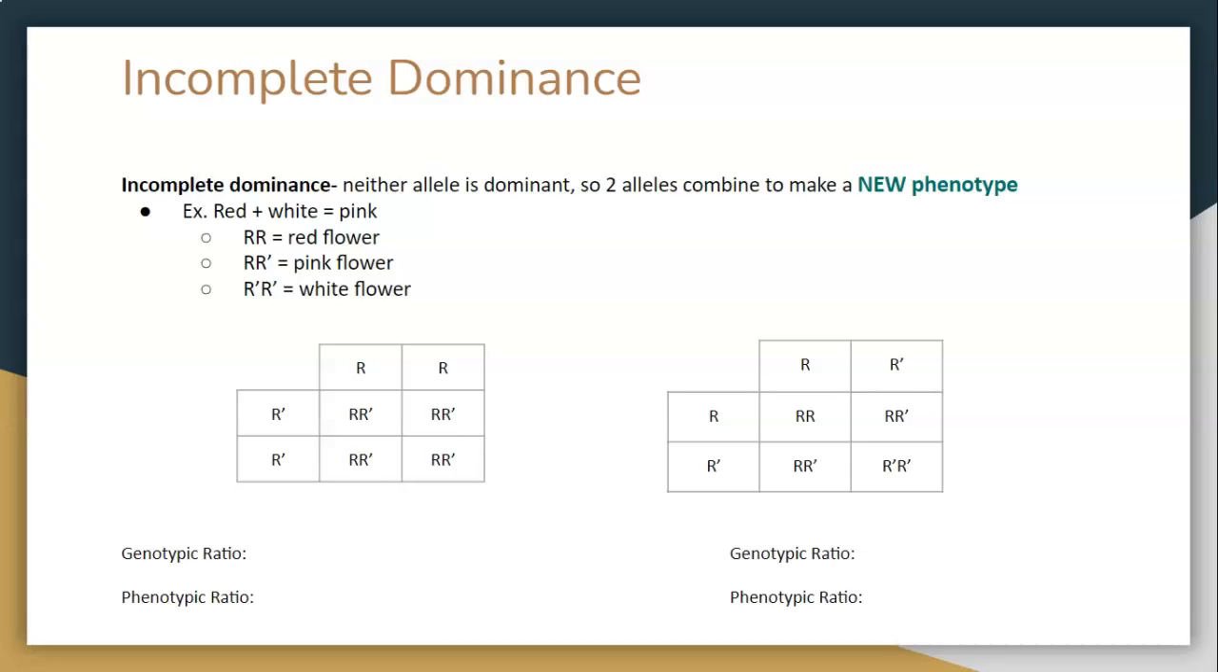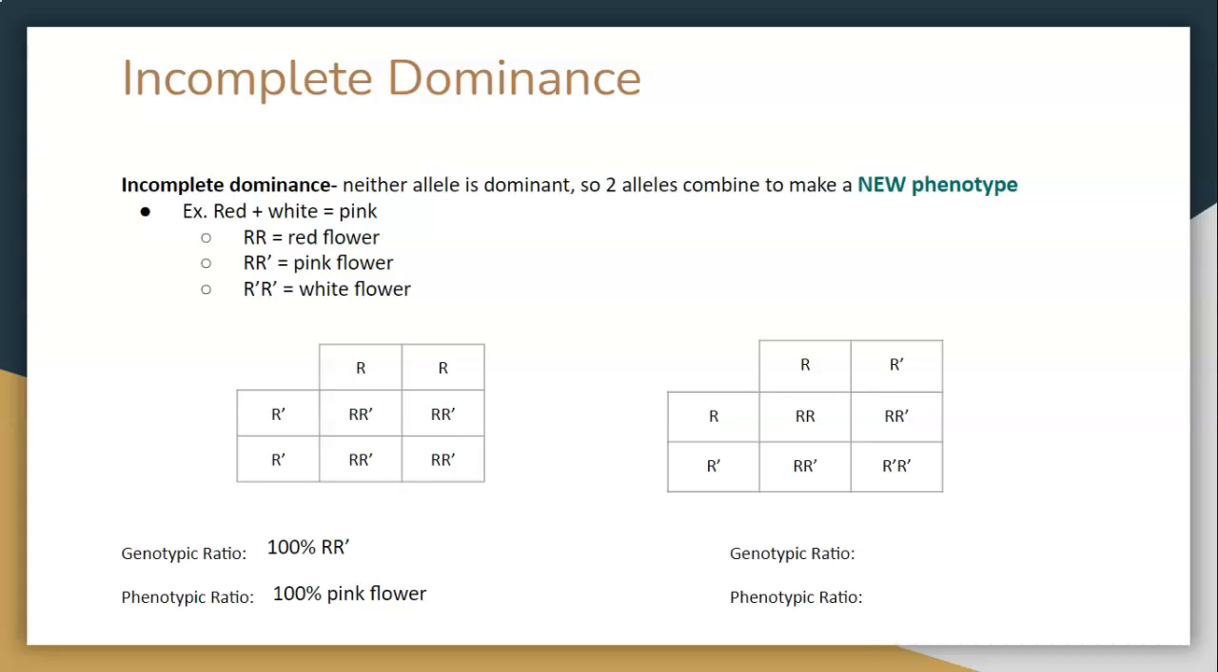Looking at our Punnett squares here, again, in our first one, we are crossing a homozygous red flower with a homozygous white flower. Looking at just the four offspring, you can see that they are all the same. So in this case, we have 100% RR prime, or what that would show is 100% of a pink flower.